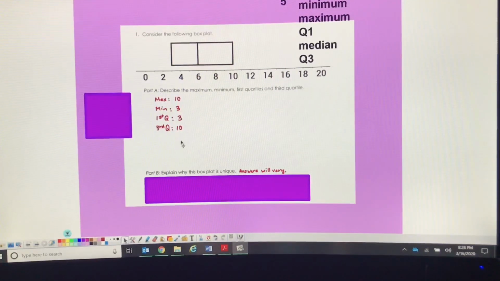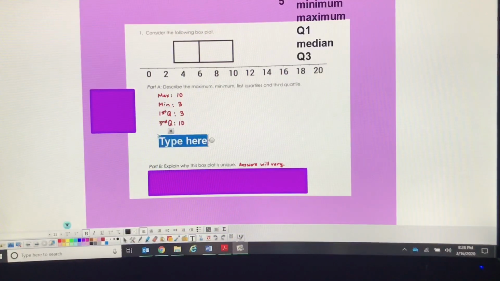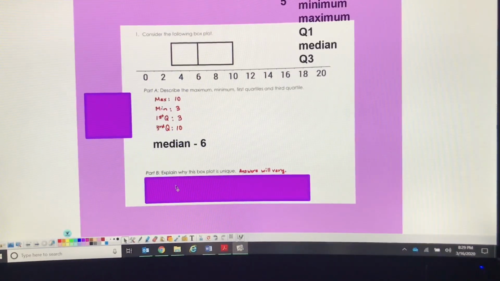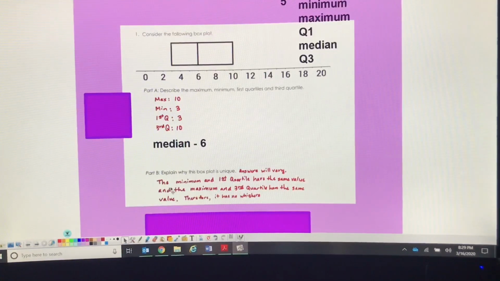Therefore, our 5 data points are as follows, with our median being 6. Why is this box plot unique? Exactly what we just discussed. The minimum and the first quartile are the same, and the third quartile and the maximum are the same. Therefore, this box is unique. It has no whiskers.